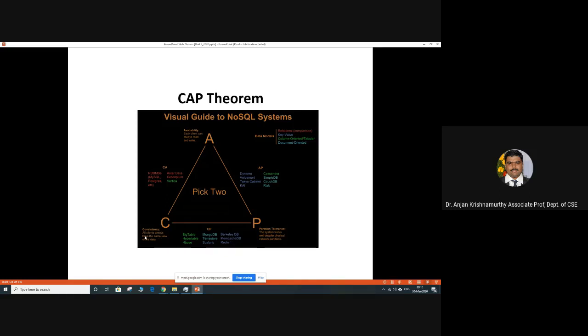Now, what is consistency? All clients have the same view of the data. What is availability? Each client can always read and write. What is partition tolerance? The system works well despite physical network partitions of the data. So this particular slide is very, very important. The ones highlighted in green are column oriented. The ones in blue are key-value pair. The ones in this particular color are document oriented, right? You might ask me why you have not represented the graph model. The graph model is usually a consistent CP tolerant database, so it basically comes under the CP sector.